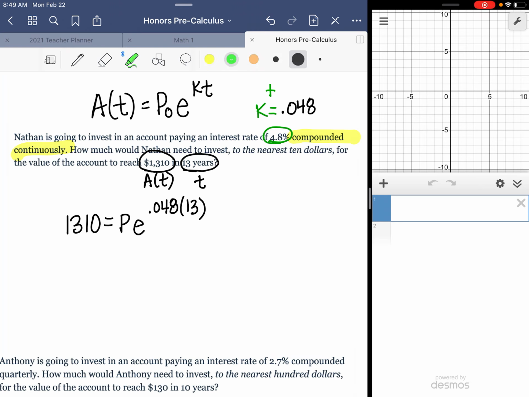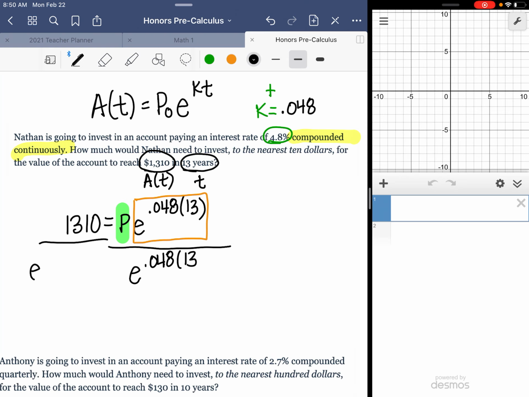So again, we're going to be solving for p here. This is a pretty easy situation because if p is being multiplied by e raised to these values, this whole piece right here is just a number. If that's all just a number and it's being multiplied, we can divide by the whole thing. And if we do it to one side, then of course we're going to do it to the other side.